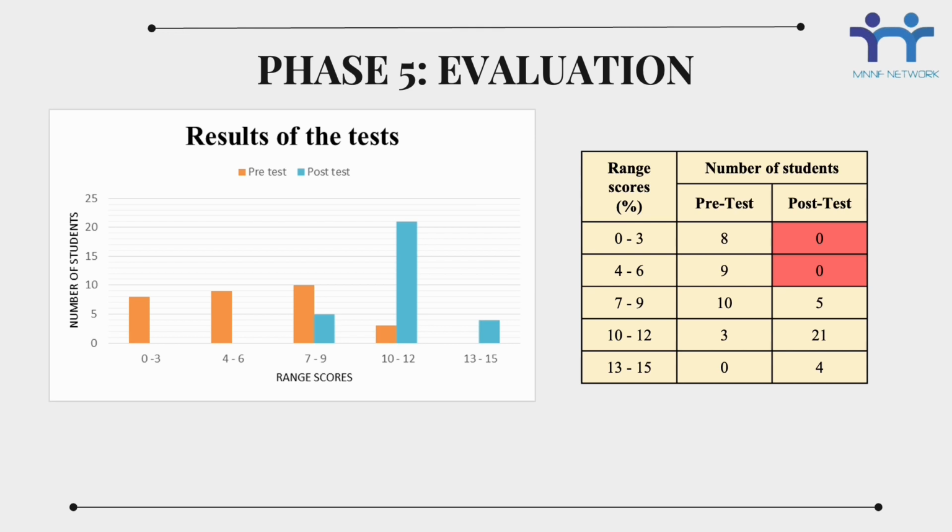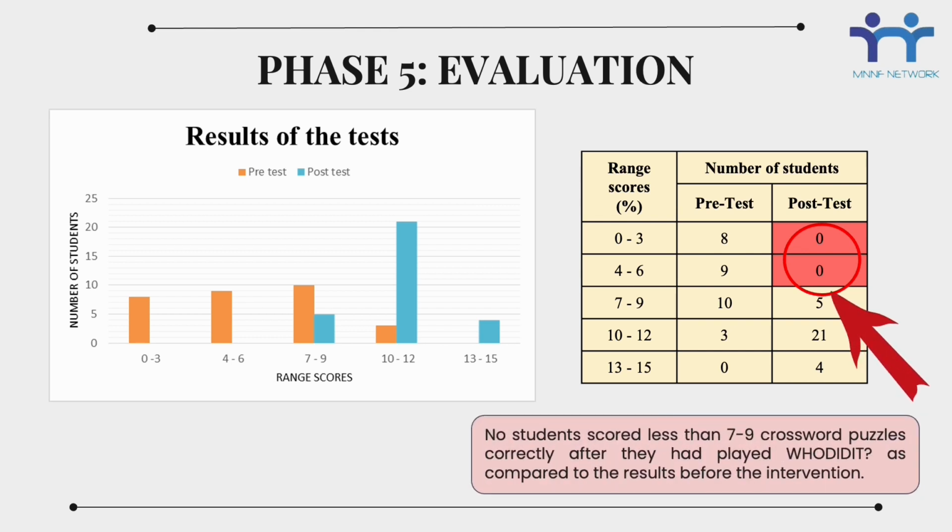After WHODIDIT was implemented, it was clear that there was an increase in the result. As we can see from here, no students scored less than 7 to 9 crossword puzzles correctly after they had played WHODIDIT as compared to the results before the intervention. This showed that students made progress in their crime vocabulary acquisition.